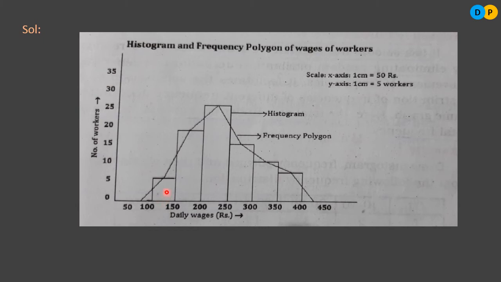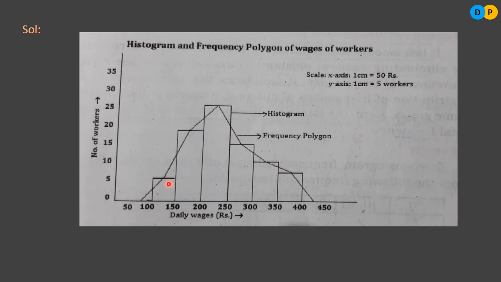Now we need to plot the midpoints. We need to identify the midpoints. For 100 to 150, the midpoint is 125. For 150 to 200, the midpoint is 175. For 200 to 250, the midpoint is 225. So first we will be identifying the midpoints and making a marking here.